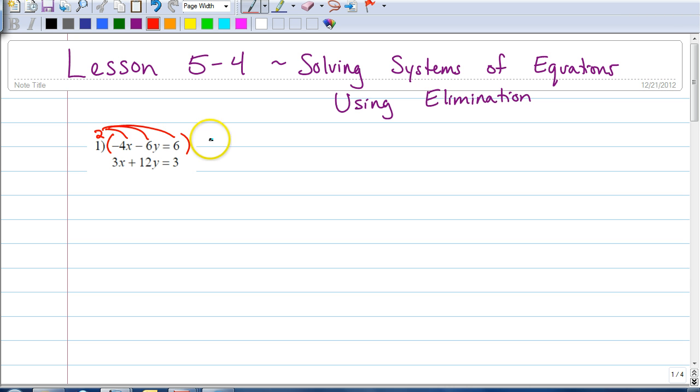So let's do that. So we would end up with negative 8x minus 12y equals 12. The other equation, we don't need to multiply that one times anything, so we're going to leave it as 3x plus 12y equals 3. And what we're going to do now is we're going to add these two equations together. So negative 8x plus 3x would be negative 5x. Negative 12y plus 12y is nothing. That's our whole point in doing this, is to eliminate the y's. So now when I add the other numbers, 12 plus 3, I get 15.